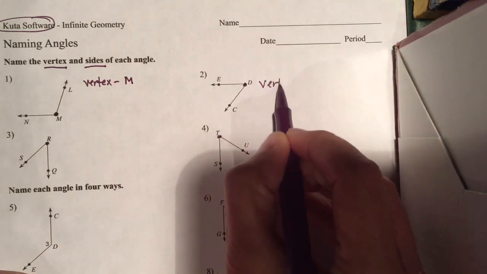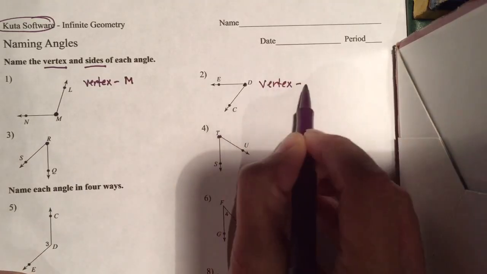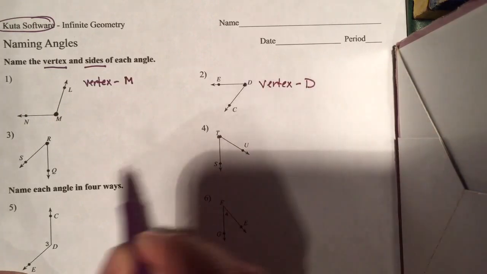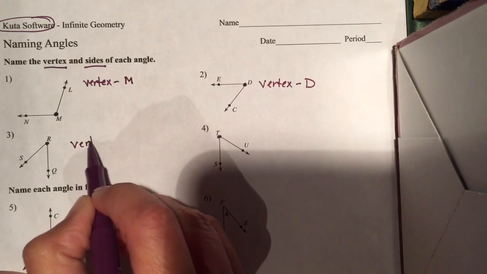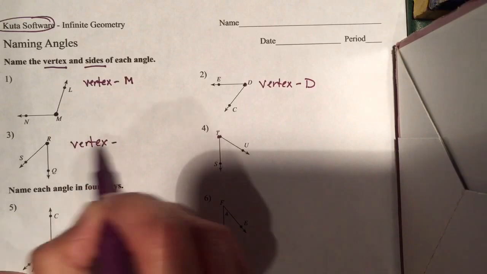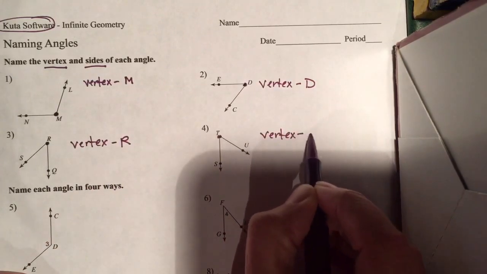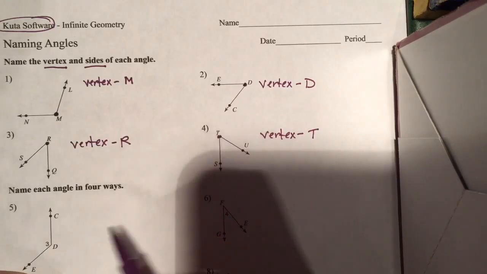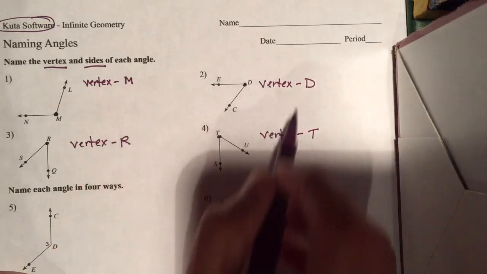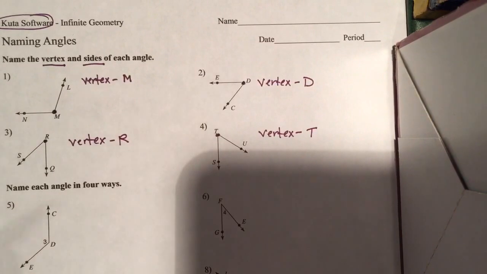The vertex for this angle is just D. The vertex for this angle is R. And the vertex for this angle is T. So those are just the vertices. These are all your vertices. They're just single points. So now let's look at the sides of the angle.